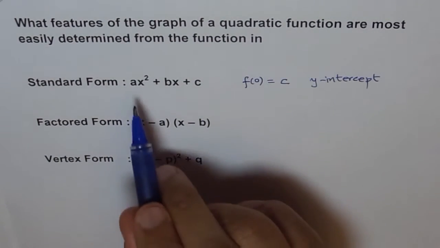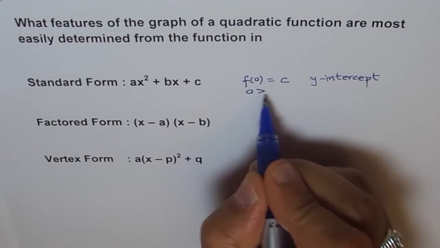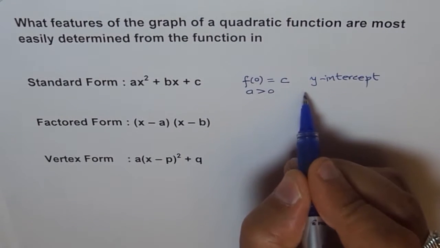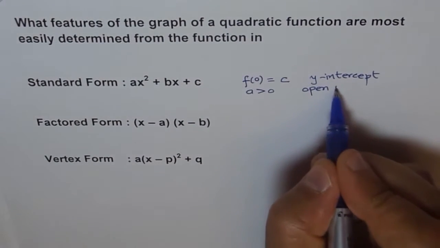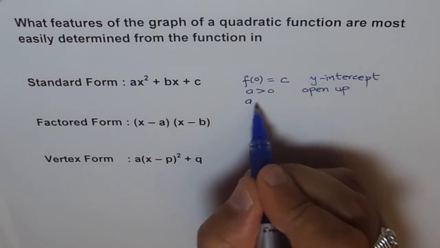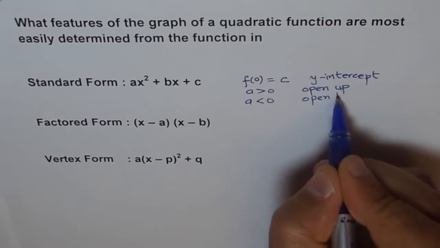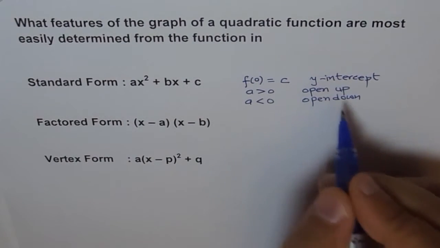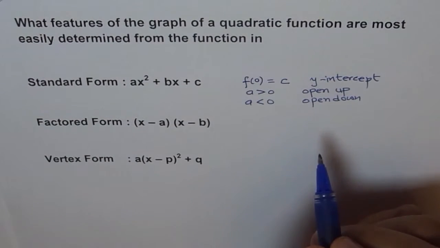And second is the a value. If a is greater than 0, that means positive, then the parabola will open up, right? And if a is less than 0, then it opens downwards. Is that okay? So these three things are obvious when we look at this equation, correct?